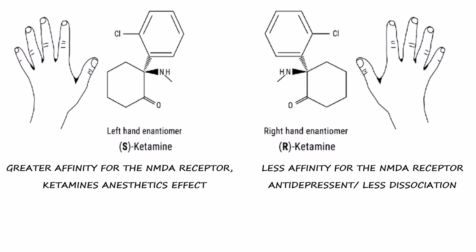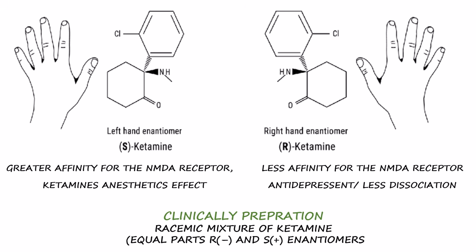In clinical practice, the ketamine that is commonly used contains a racemic mixture. This means it includes a 50-50 blend of both the S+ and R- forms.